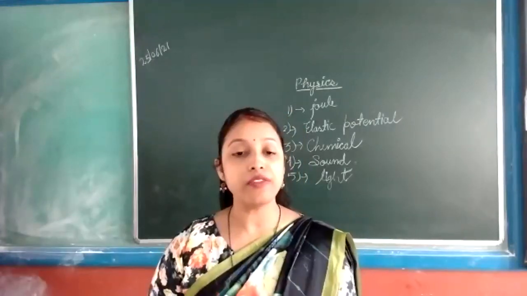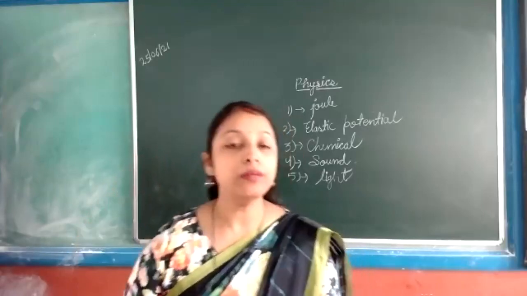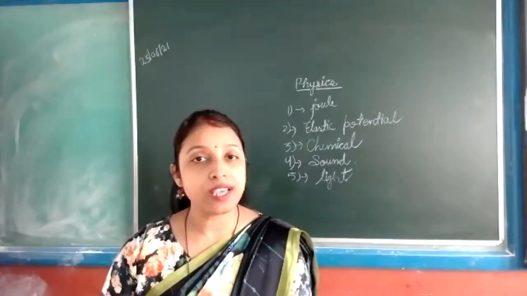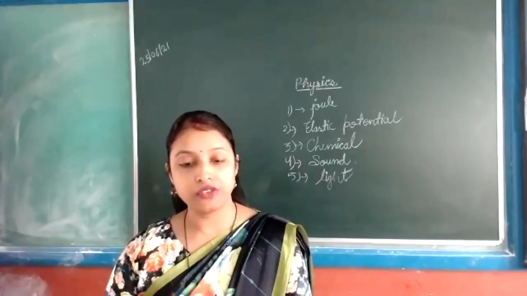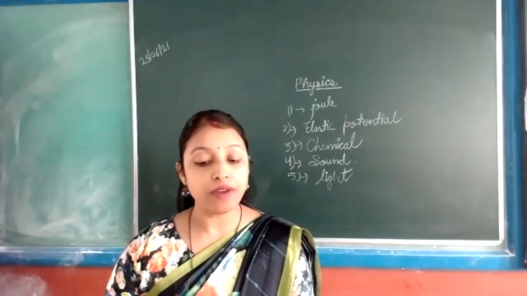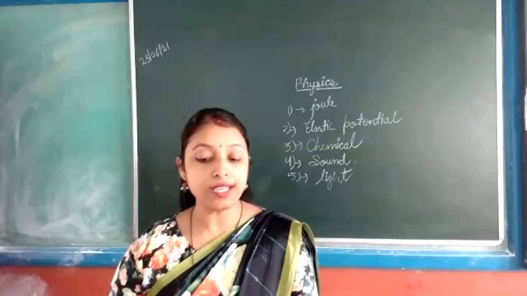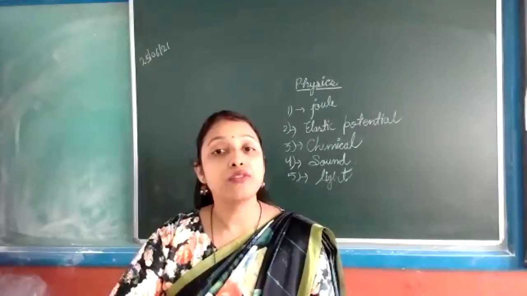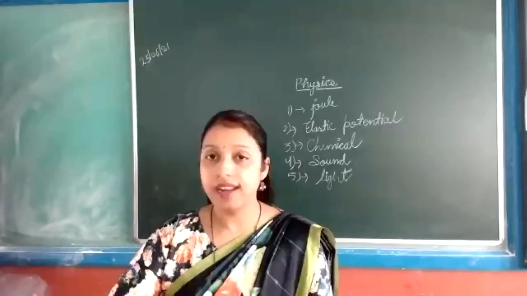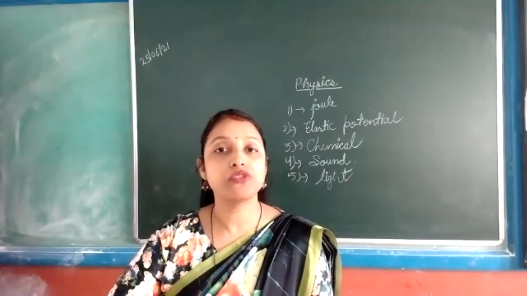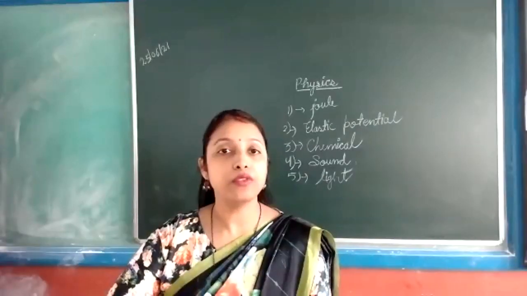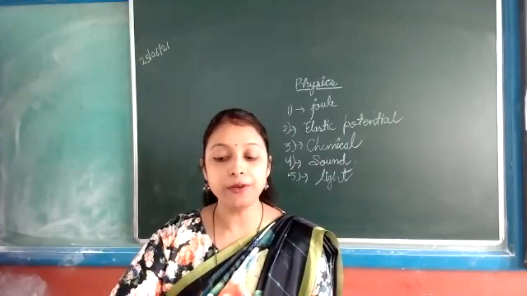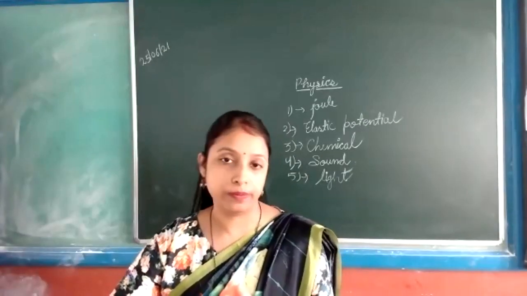The SI unit of energy is joule. The stretched rubber band of a catapult possesses elastic potential energy. The energy of the food that we eat is stored as chemical energy. Next, the fourth one: sound energy is produced when you strike a drum. Fifth one: plants use the light energy from the sun to prepare their food.